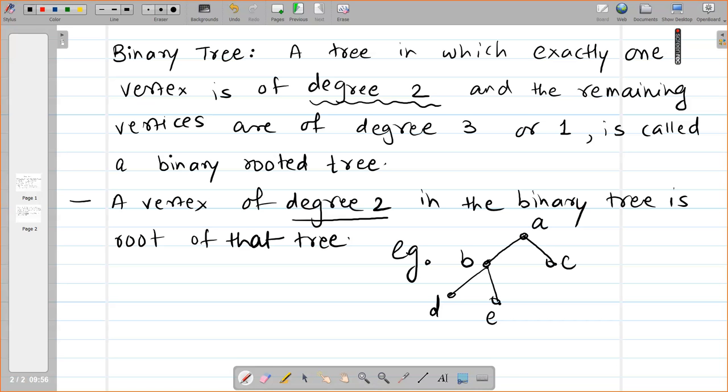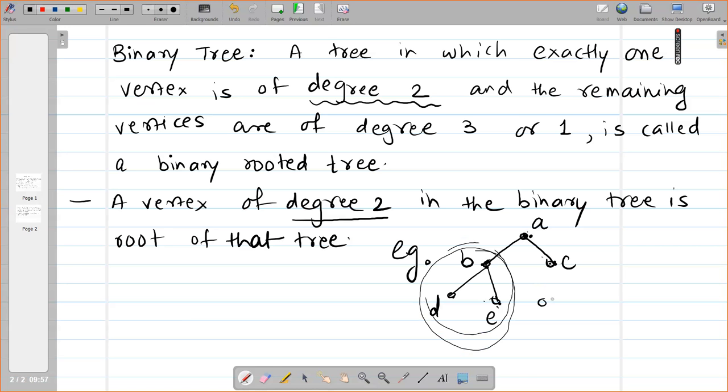From every intermediate vertex, 2 more vertices will come out. And the vertex which is joined to B, B is a child of A. We say that B and C are children of A. B is the left child and C is the right child of A. D is the left child of B and E is the right child of B. Okay. So this is the left subtree. Are you getting it, girls? So there are vertices of degree 2, 3 and 1, and there is only one vertex of degree 2.